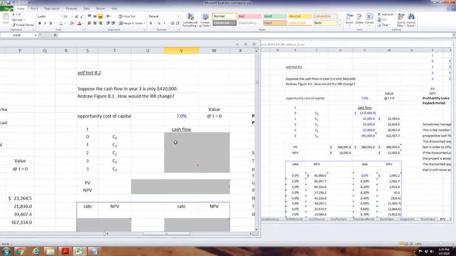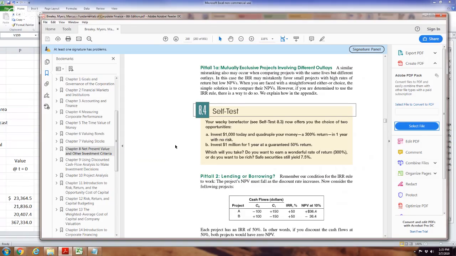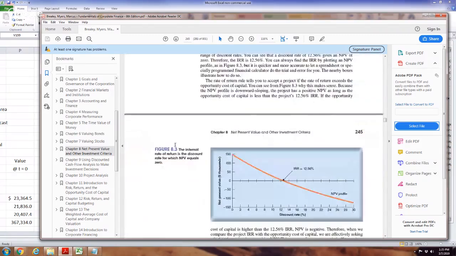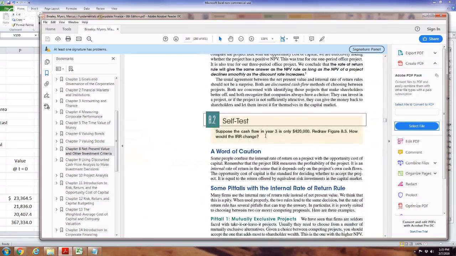So we're here with this 8.2. There's 7%, which is right there. Here's where you have to have some good accounting skills. All it says in this self-test is you're changing the cash flow in the 3rd year. And folks, I have to apologize a bit: I'm using the 8th edition as the online PDF of the book.